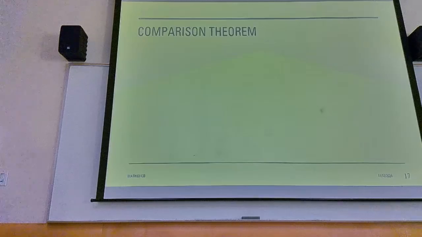And finally, you have a comparison theorem. I believe there's 3 of them. There's 3 parts to it. If f of x is greater than or equal to 0 for x between a and b, then your integral is going to be greater than or equal to 0. So a non-negative function results in a non-negative integral. If you think about it geometrically, that makes sense. Right? If your function is non-negative, then your signed area has got to be non-negative.